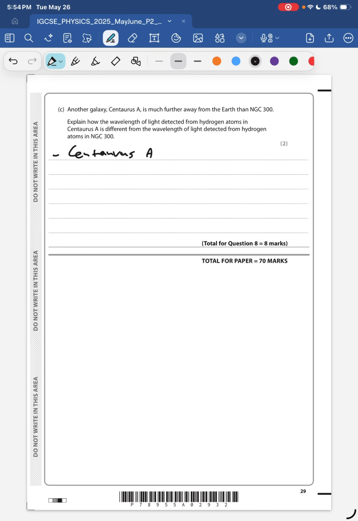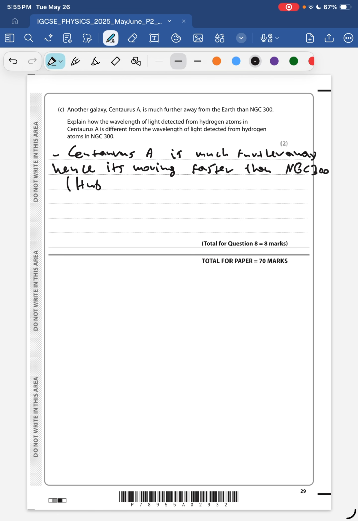Centaurus A, the mythological creature, but I also haven't heard of this galaxy either. So this galaxy is much farther away, okay, farther away, hence it's moving faster than NGC 300, okay, which is Hubble's law, right? So Mr. Hubble figured out that the farther away a galaxy is, the faster it's moving away from us.